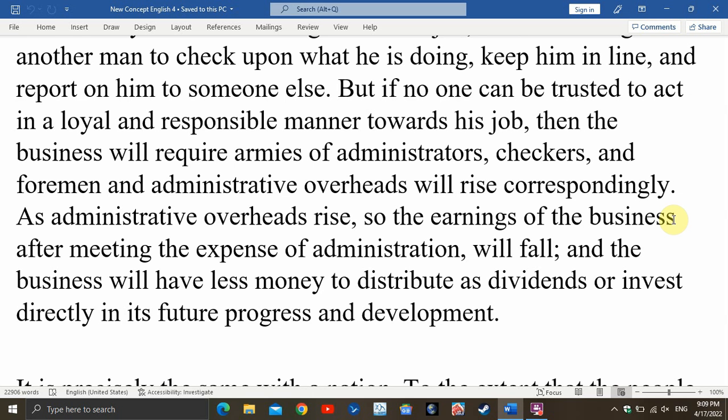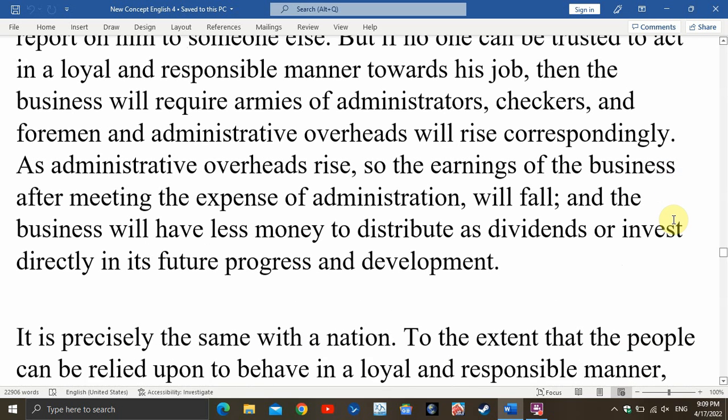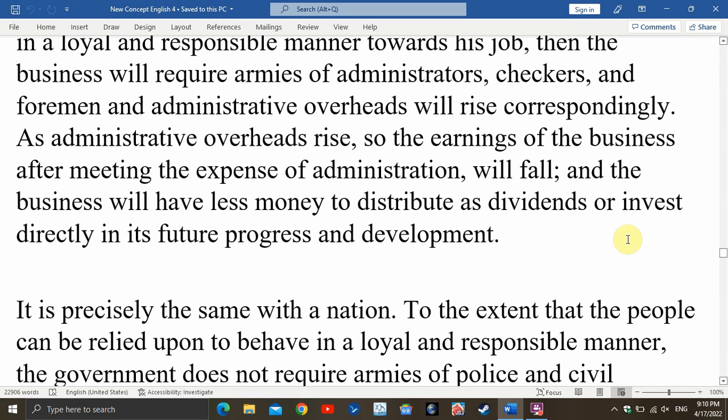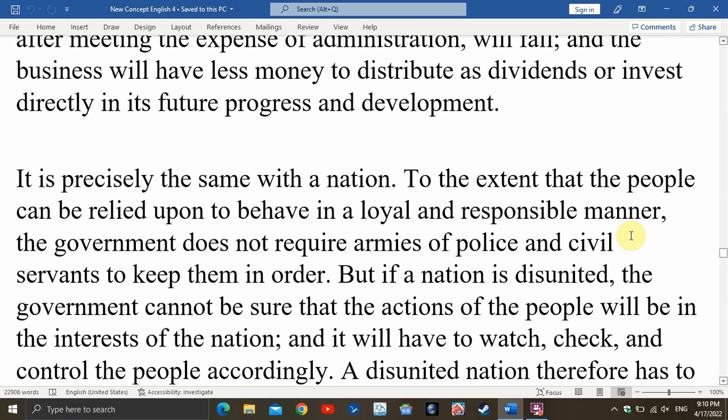As administrative overheads rise, so the earnings of the business after meeting the expense of administration will fall, and the business will have less money to distribute as dividends or invest directly in its future progress and development. It is precisely the same with the nation, to the extent that the people can be relied upon to behave in a loyal and responsible manner.